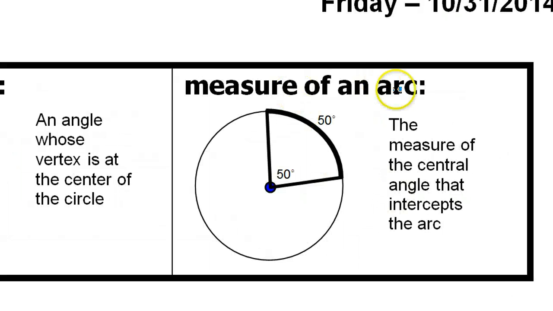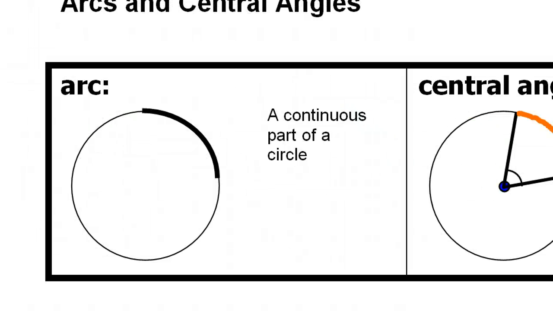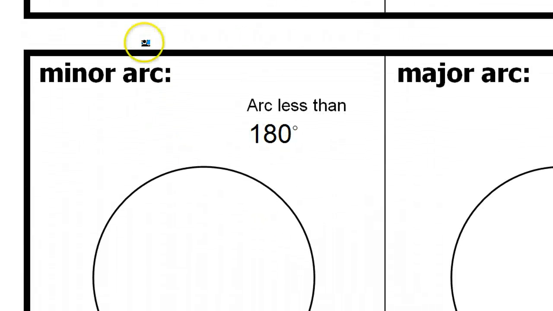Now, the measure of an arc is measured in degrees, and the measure of the arc is the same as the central angle. So if the central angle is 50 degrees, then the intercepted arc is a 50-degree arc, and so on. Okay, more vocabulary you need to know.